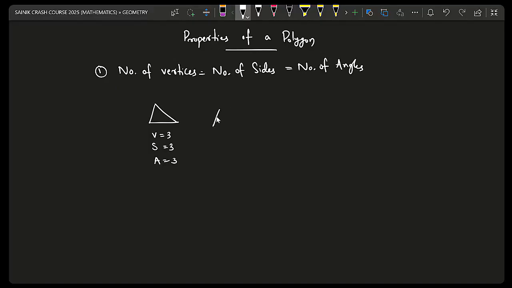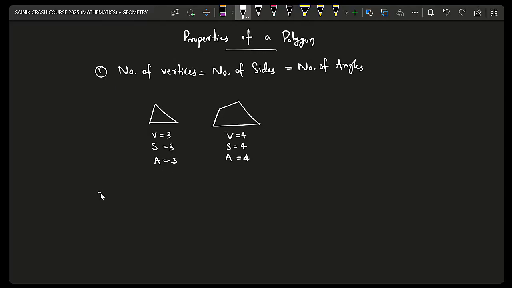That means for any polygon, you can see number of vertices, number of sides, and number of angles are always equal. Let's take a quadrilateral. So vertices 4, sides 4, and angles also 4. So this is the first property they satisfied. So if you know number of vertices, we can say number of sides and number of angles are equal.